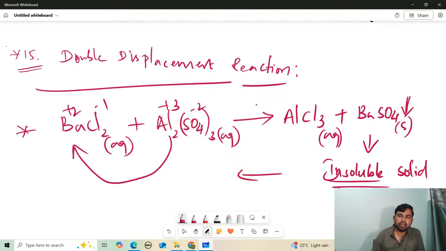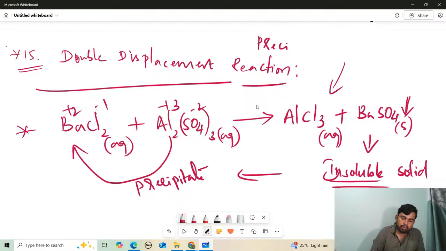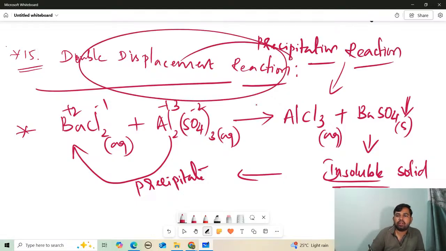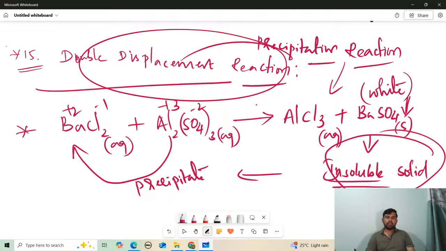Insoluble solid is formed in the double displacement reaction. That solid is called a precipitate. And such kinds of reactions are called precipitation reactions. So a precipitation reaction is nothing but a double displacement reaction in which one of the products is an insoluble solid. Remember, it is a white color insoluble solid. Wherever barium sulfate is, it will be a white color insoluble solid. This kind of double displacement reaction we can say is a precipitation reaction.